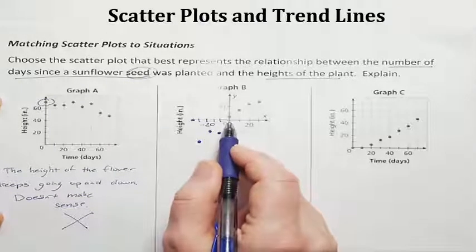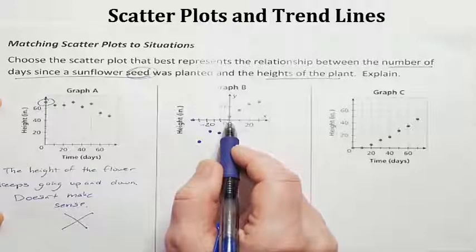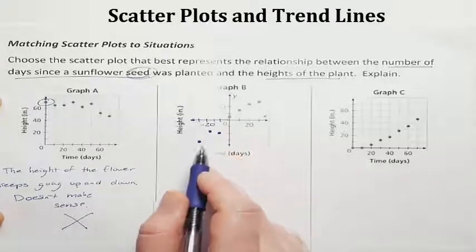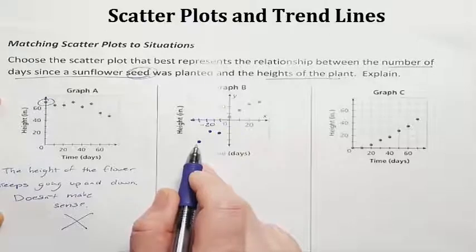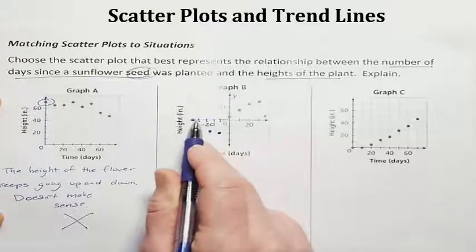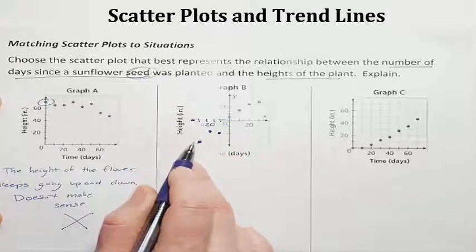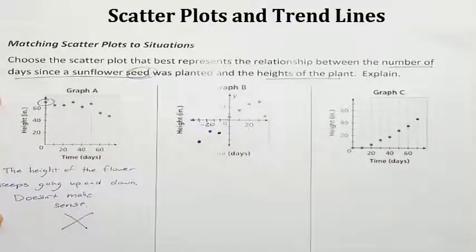Our first height isn't on day 0. Somehow our first height's all the way over here at like day -30. It doesn't make sense to have negative time, and it doesn't make sense to have negative height when you're measuring the height of a seed.